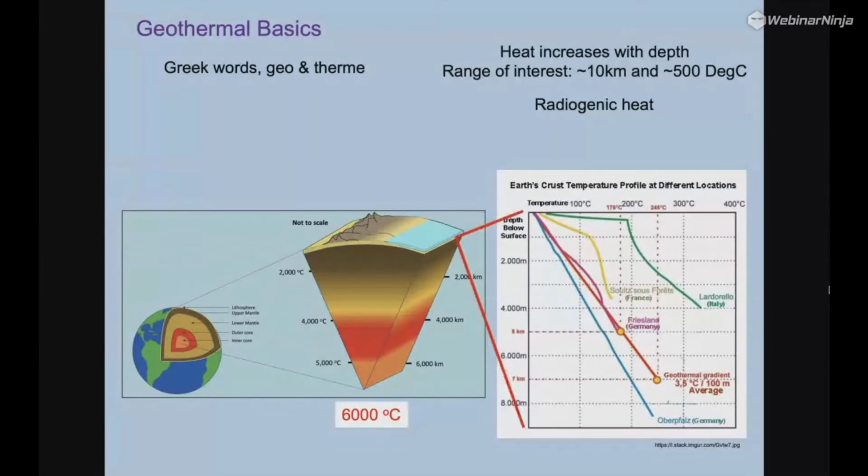But looking at the first 10 kilometers of the Earth's crust, we see it's not a linear relationship with temperature getting steadily warmer. It varies from place to place. So the green line on this graph, for example, the Larderello, has a much higher geothermal gradient than, say, the blue line on this graph.